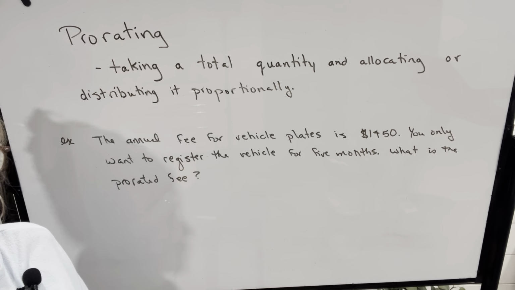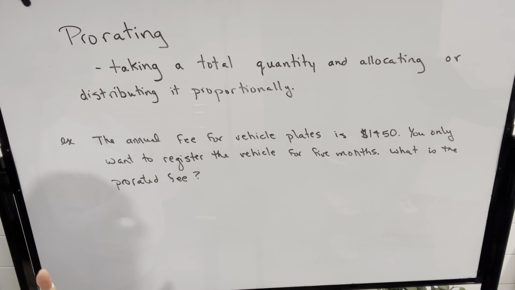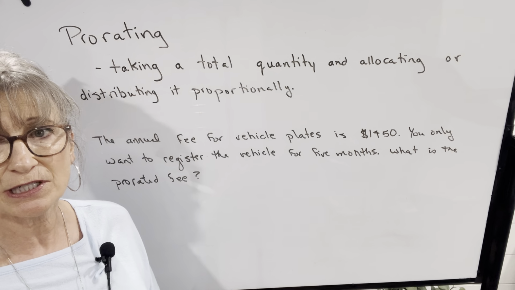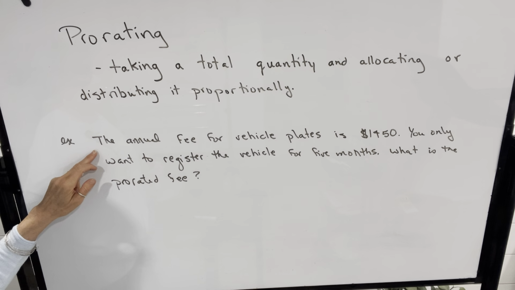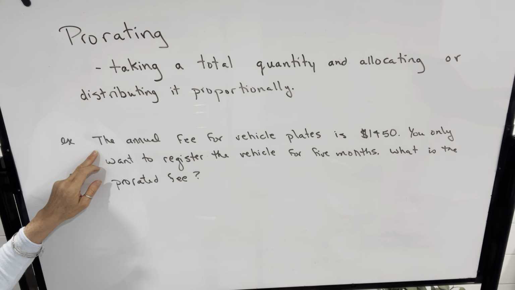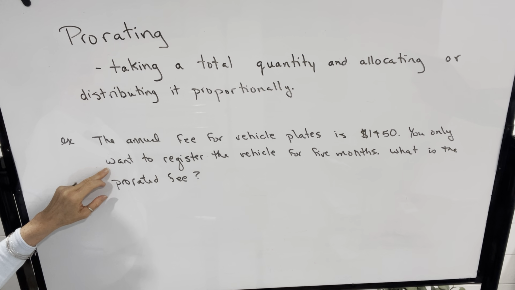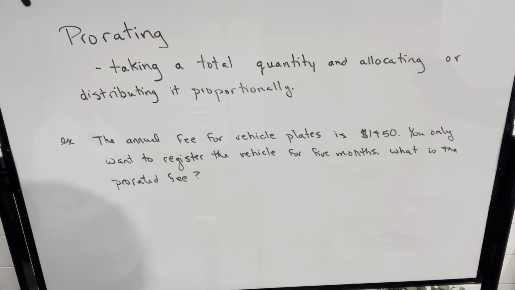Now let's talk about prorating. The process of prorating is taking a total quantity and allocating or distributing it proportionally. And often that's going to be dependent on time. So for example, if we know the annual fee for vehicle plates is $1,450 and we only want to register the vehicle for 5 months, what is the prorated fee?